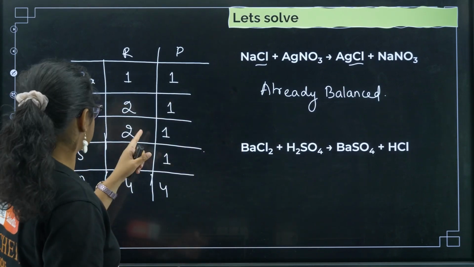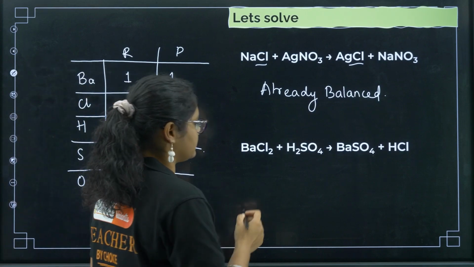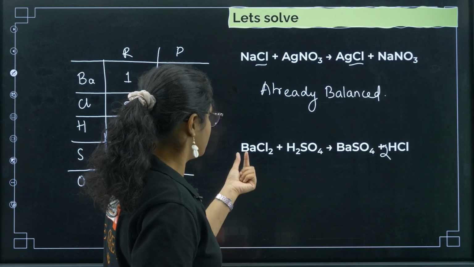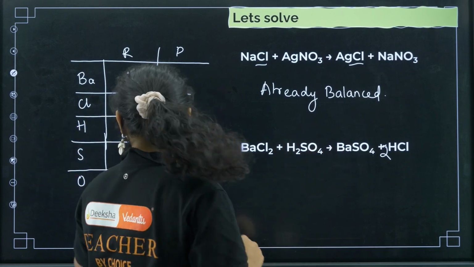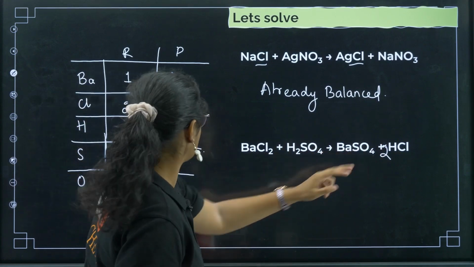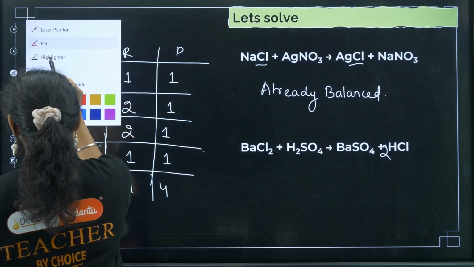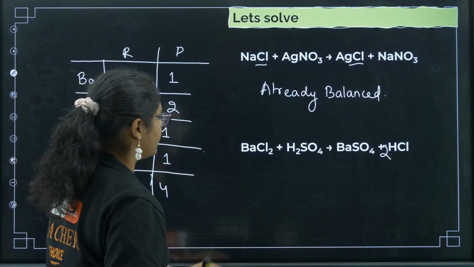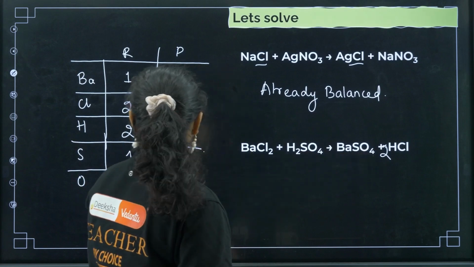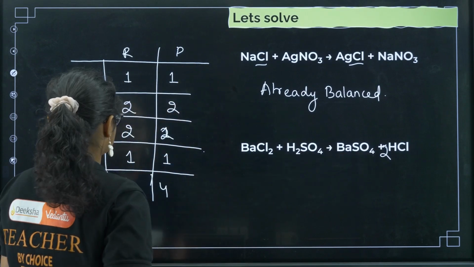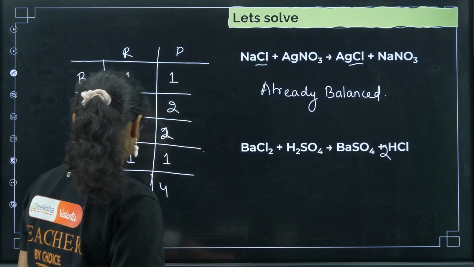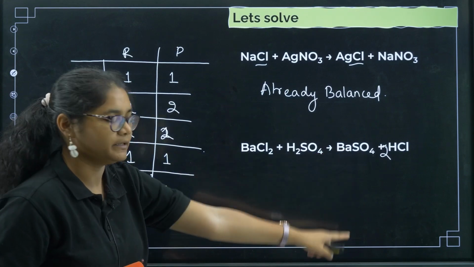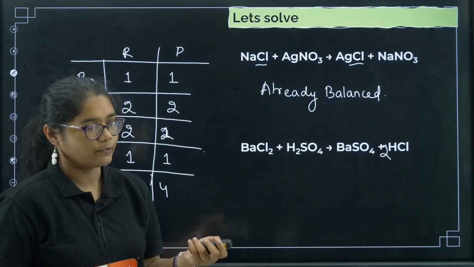So chlorine, if you see, we have 2 chlorines, right? So I'll make this one as 2HCl. I think now the problem is solved. Barium 1 and 1. Next chlorine 2, now here also chlorine has become 2. Next hydrogen 2 and 2, so that also became 2 and 2. Sulfur I have 1 and 1, oxygen I have 4 and 4. So yes, this reaction we can balance by multiplying HCl by 2.